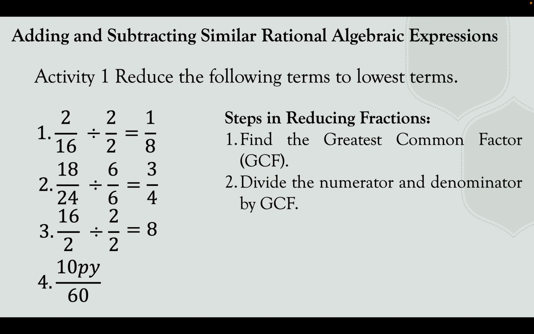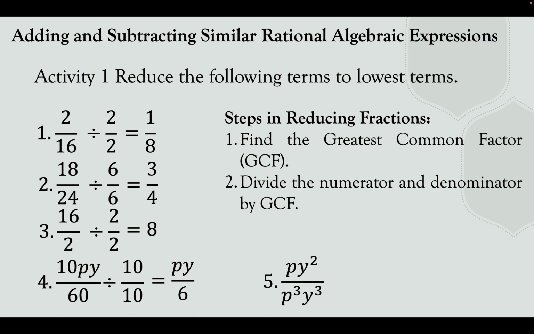For 10py over 60, the GCMF for this one is 10. So divide both numerator and denominator by 10. So 10py divided by 10 is py, or 1py, and 60 divided by 10 is 6. That means the lowest term for 10py over 60 is py over 6.